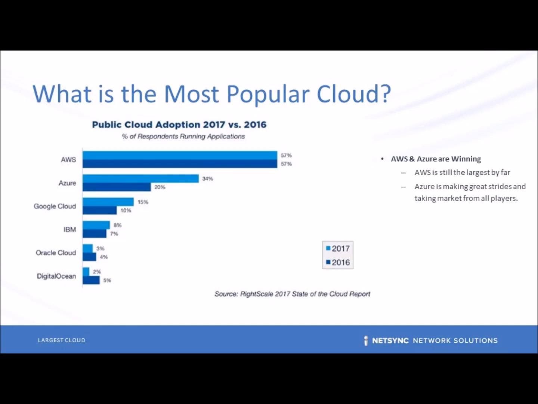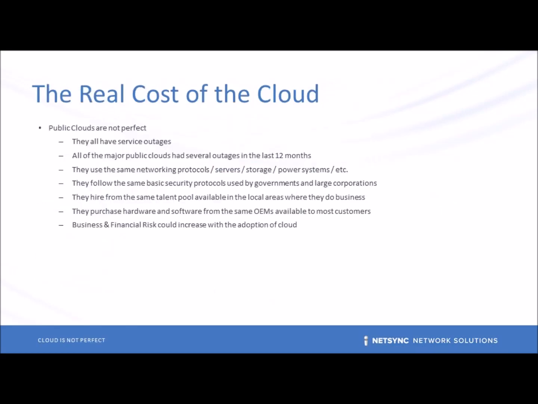Let's talk a little bit about some of the real cost here. Let's just talk about the reality of the cloud. When I talk about costs, I'm talking about financial cost, the cost of risk, that sort of thing. So let's put down some ground rules. Public clouds are not perfect. Here's the reality: they all have service outages. Many customers come to us and say one of the reasons they want to go to the cloud is because it's more dependable than the data center they can run.